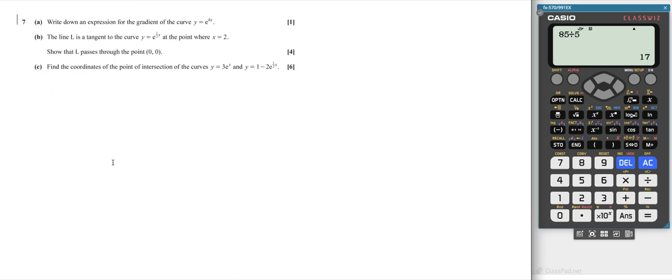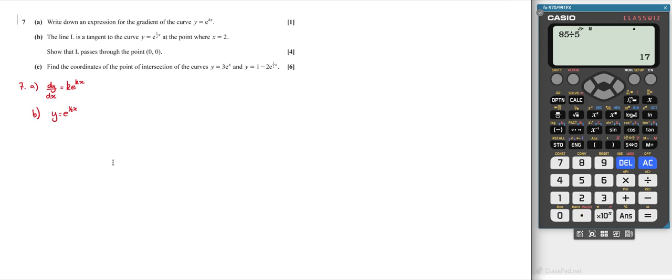Question 7. Write down an expression for the gradient of the curve y equals e to the kx. Memory test time. dy by dx is ke to the kx. The line L is a tangent to the curve y equals e to the half x at the point where x equals 2. Show that L passes through the point 0, 0.